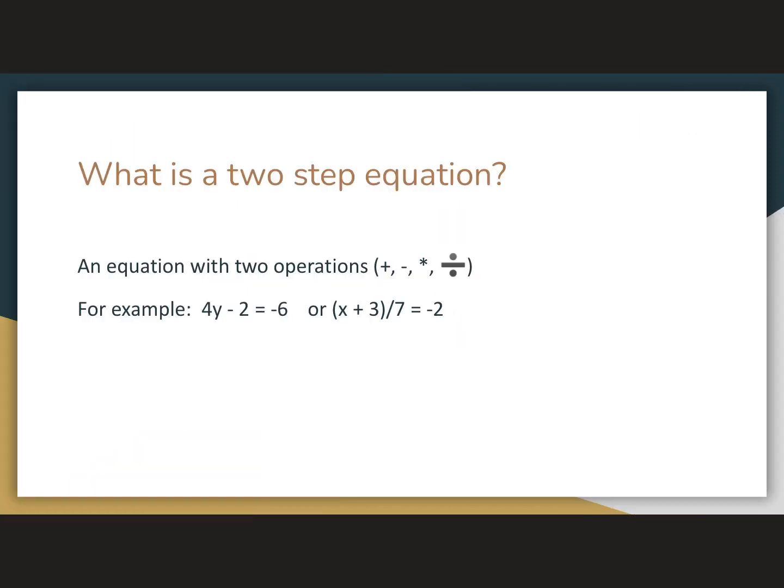So, first of all, what is a two-step equation? It is an equation with two operations. Operations being addition, subtraction, multiplication, or division. For example, 4y minus 2 equals negative 6. Or (x plus 3) divided by 7 equals negative 2.